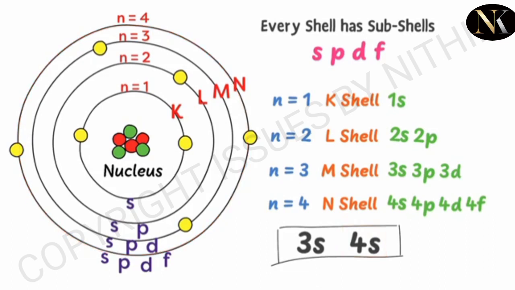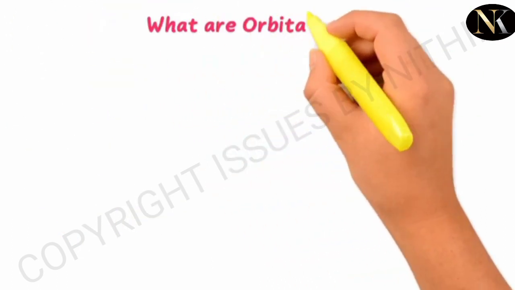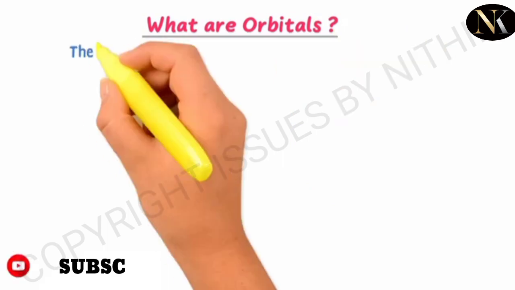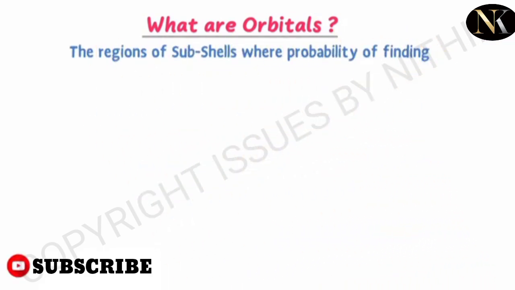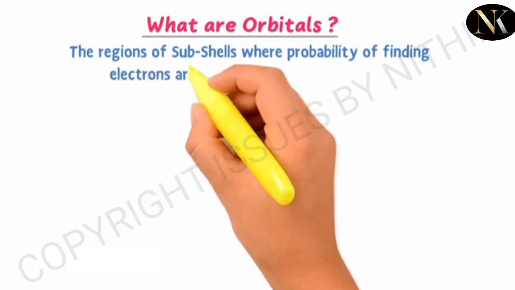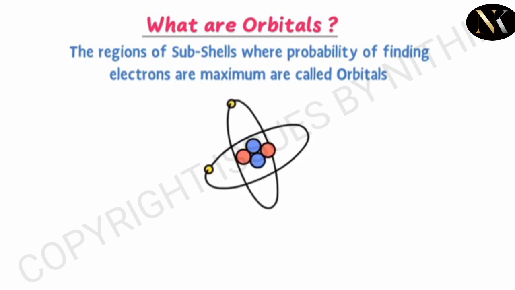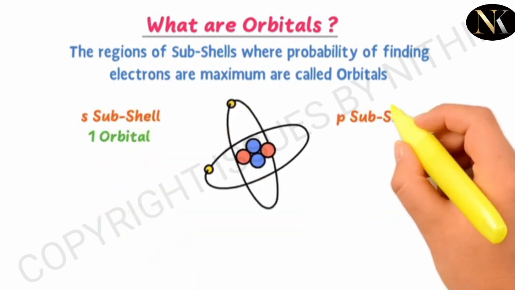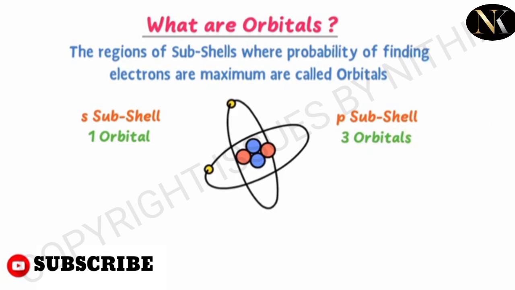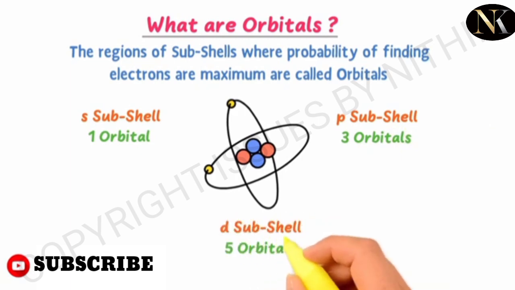Finally, let me teach you what orbitals are. The regions of subshells where the probability of finding electrons is maximum are called orbitals. You can say that these are the three-dimensional paths where chances of finding electrons are maximum. For example, the s subshell has 1 orbital, the p subshell has 3 orbitals, and the d subshell has 5 orbitals.